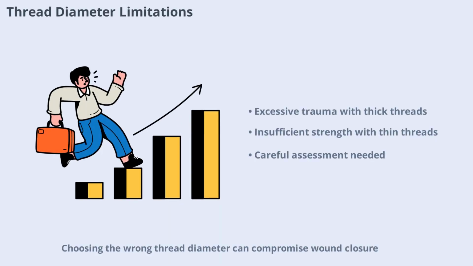Choosing the wrong thread diameter can compromise wound closure. Thicker threads may cause excessive tissue trauma, while thinner threads may lack sufficient strength. Surgeons must carefully assess tissue requirements and healing needs to select the optimal diameter for each procedure.